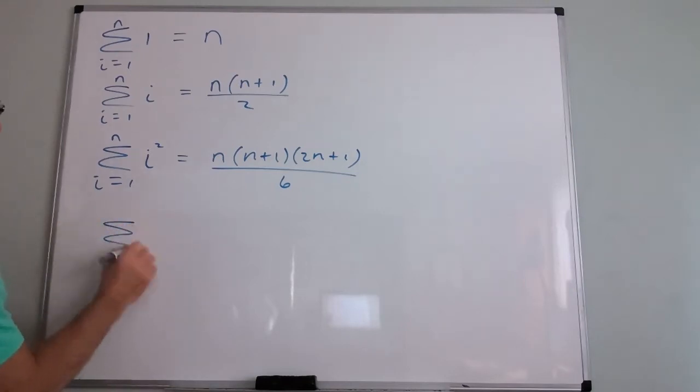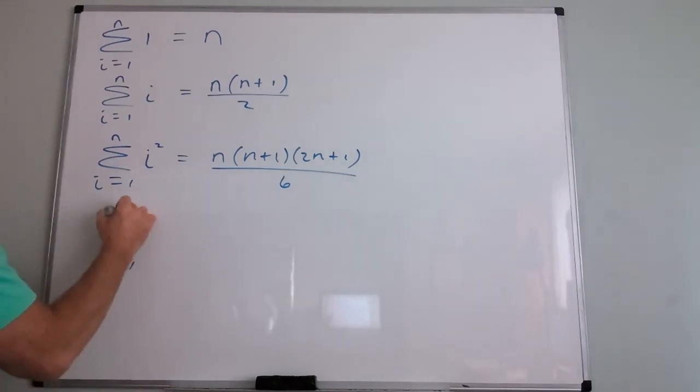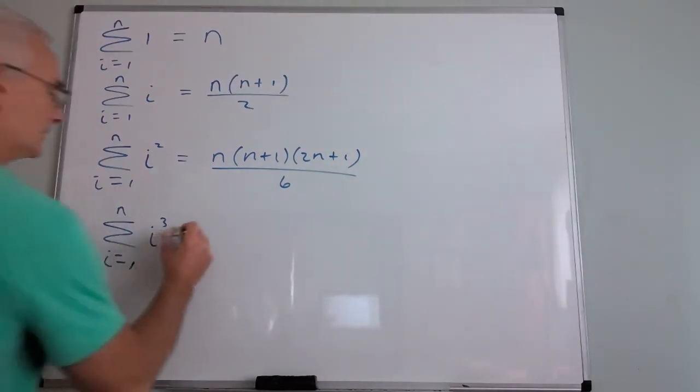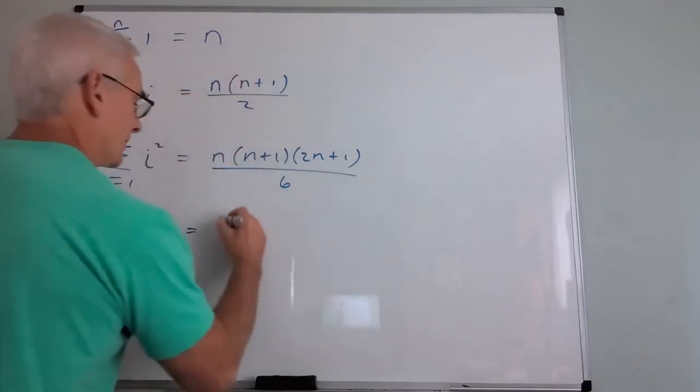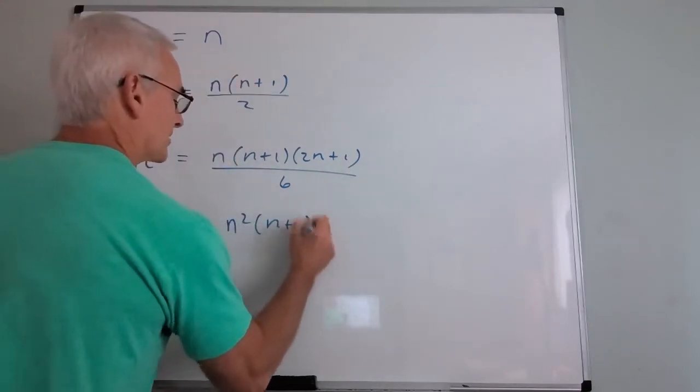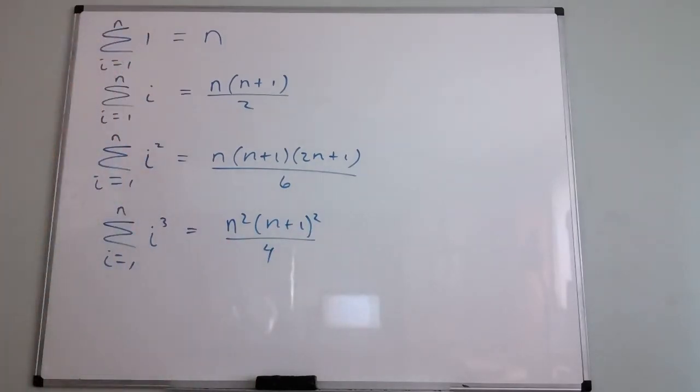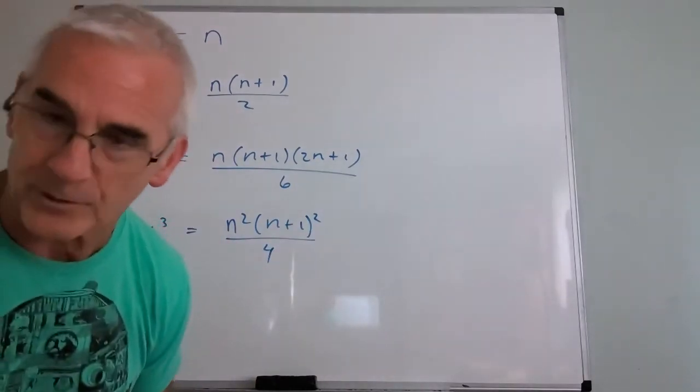And the only other one we ever actually use for our purposes is the sum of the first n cubes. And it turns out that's just the square of this one. That's n squared times n plus 1 squared over 4. How these are derived in the first place is kind of complicated. Proving they're true is actually not very difficult.